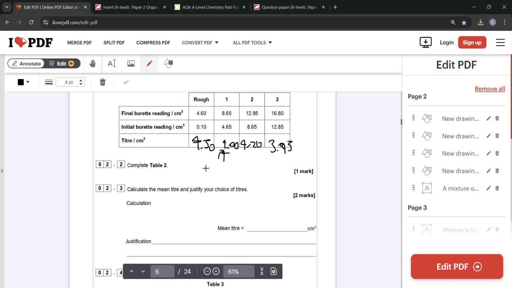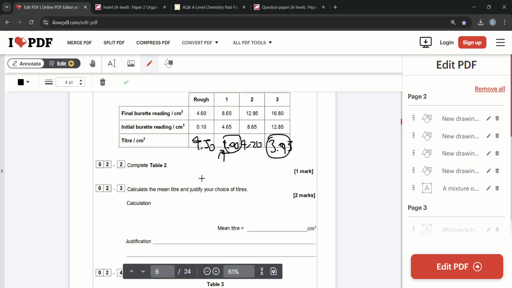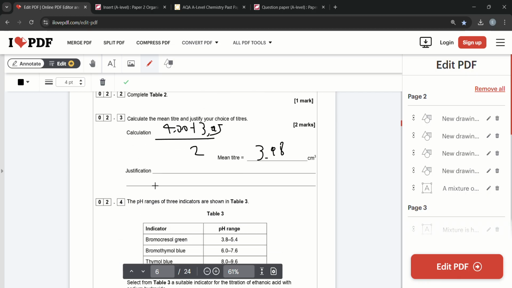Calculate mean titer and justify your choice of titers. Mean titer uses the ones that are within 0.1 centimeters cubed of each other, so it's going to be that and that. So 4.00 plus 3.95 divided by 2, 3.98, and the reason being is because titers 1 and 3 are within 0.1 centimeters cubed, which are the titers 1 and 3 are concordant.